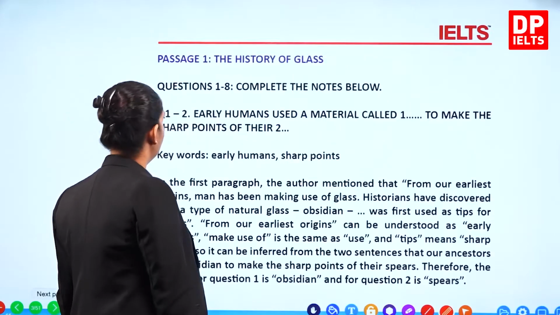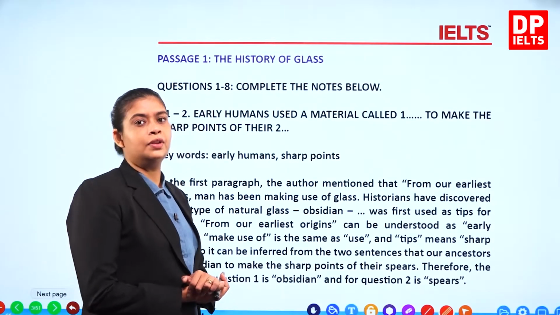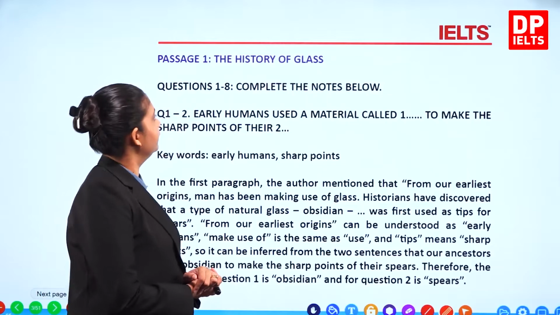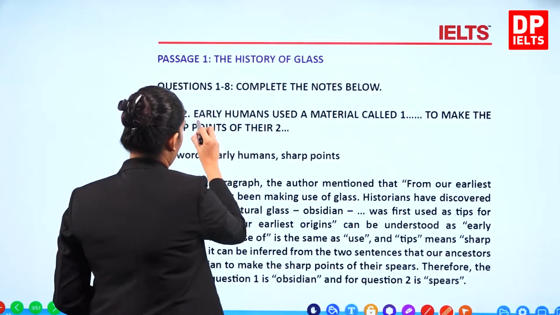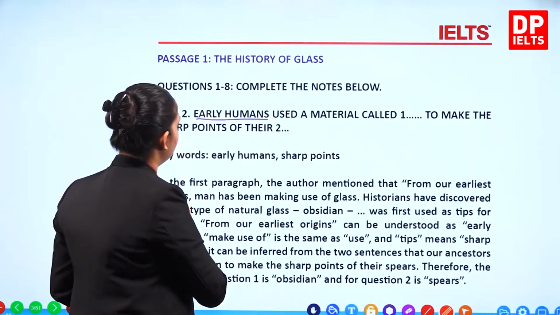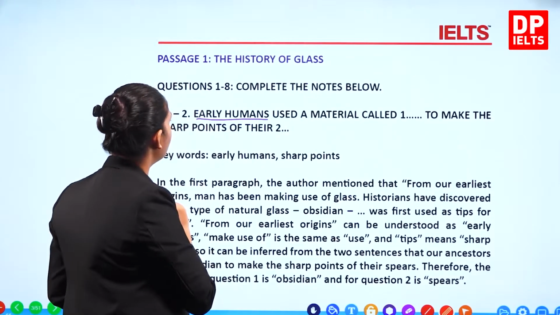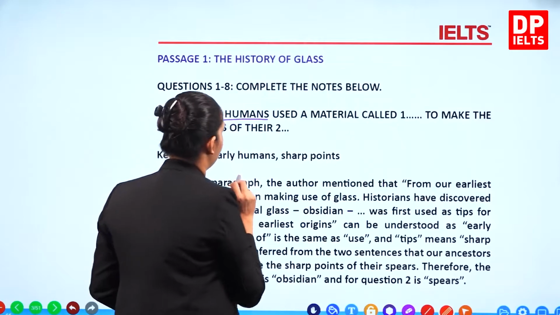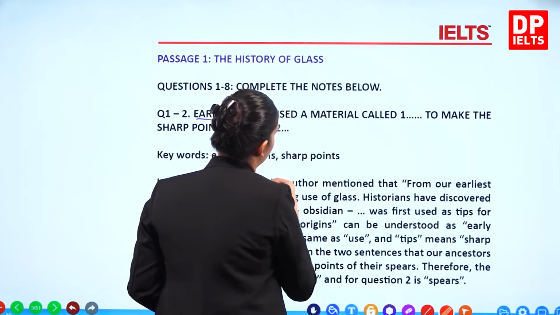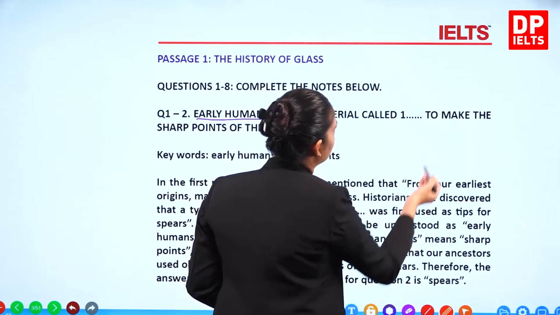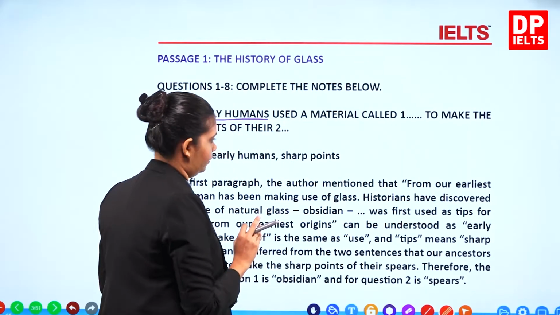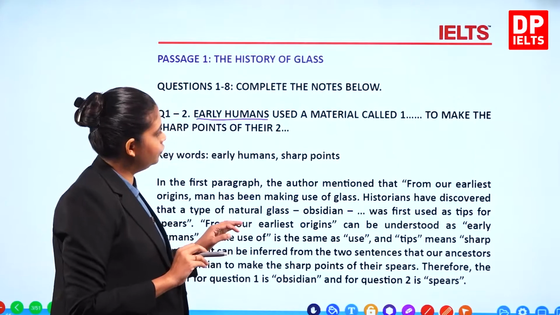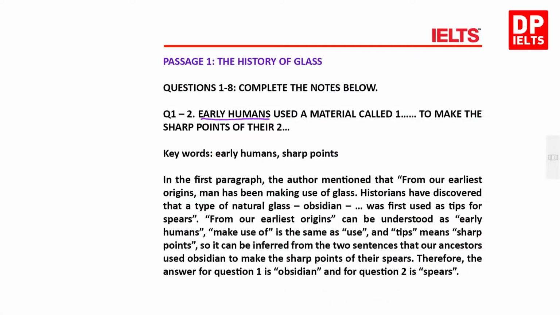Right, so let us have a look at reading passage 1. The history of glass. Early humans used a material called blank to make sharp points of their blank, okay? So early humans used some material to make the sharp points of their something, right? So what we have to do is complete these two gaps.